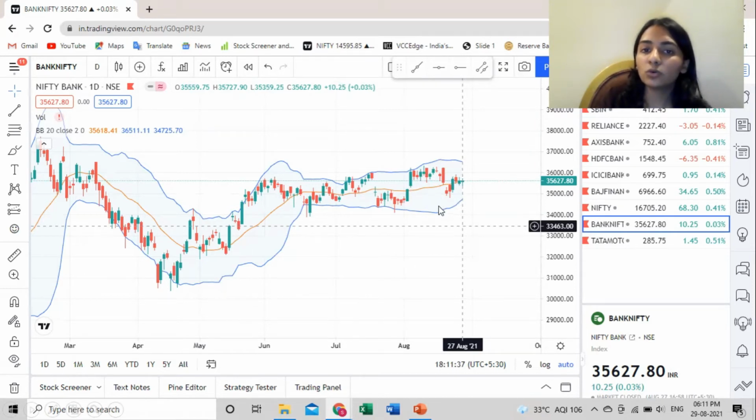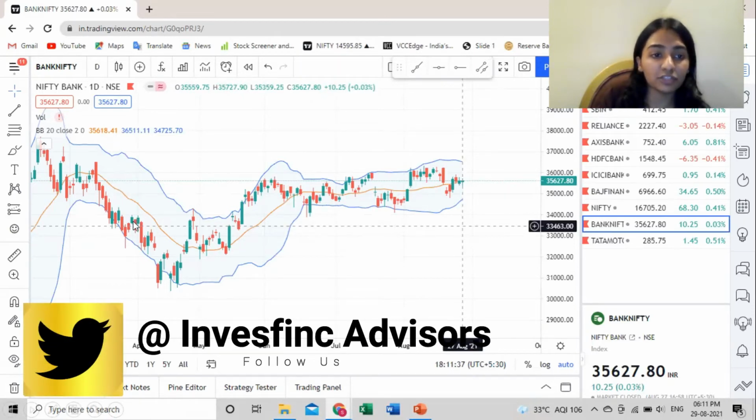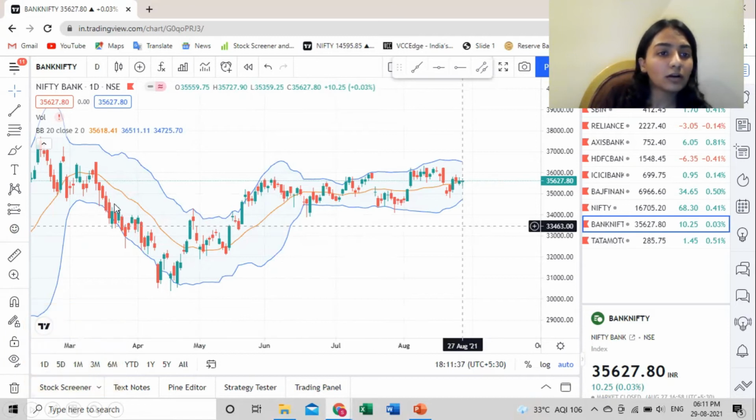So this basically gives you a range in which the stock or the underlying is expected to go. Previously, as you can see over here as well, Bank Nifty has respected the Bollinger Band quite efficiently in the recent past. As it was dropping in mid-March, it had touched the lower band and bounced back from it, and then it touched the upper band over here, and then it was just moving well in between the Bollinger Bands.